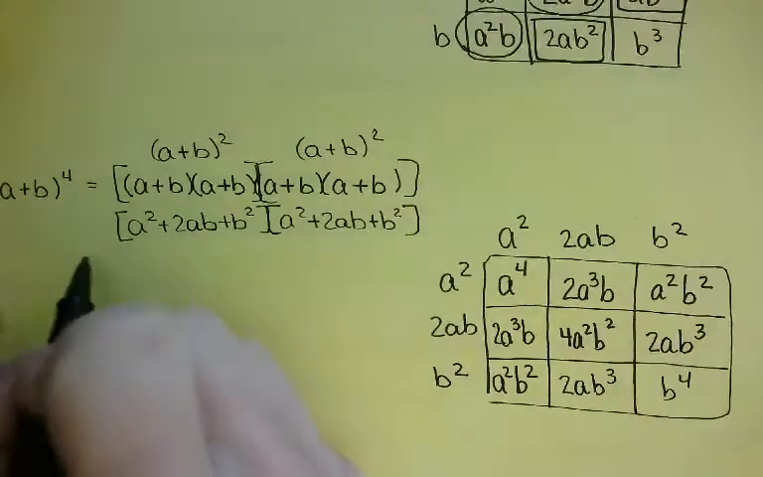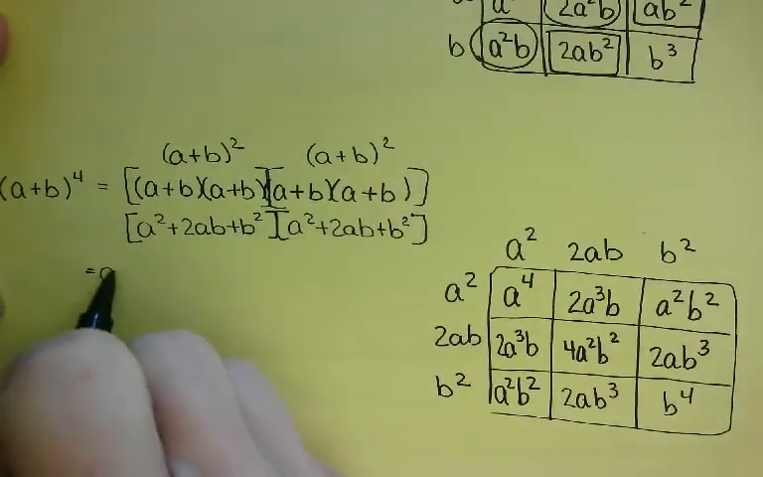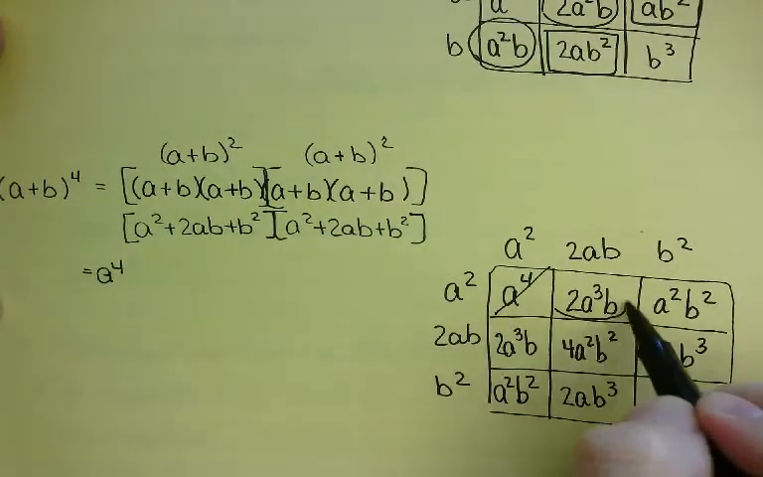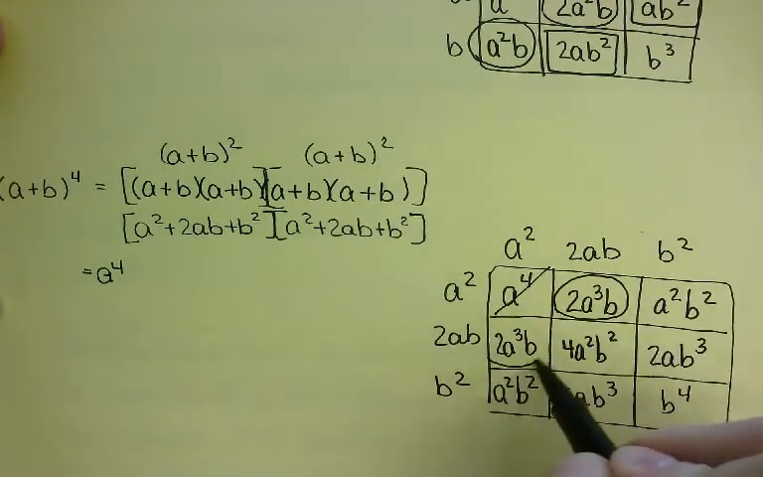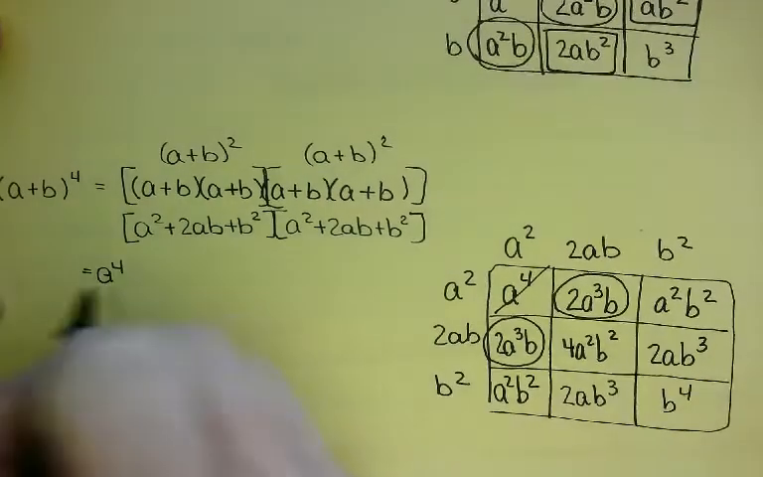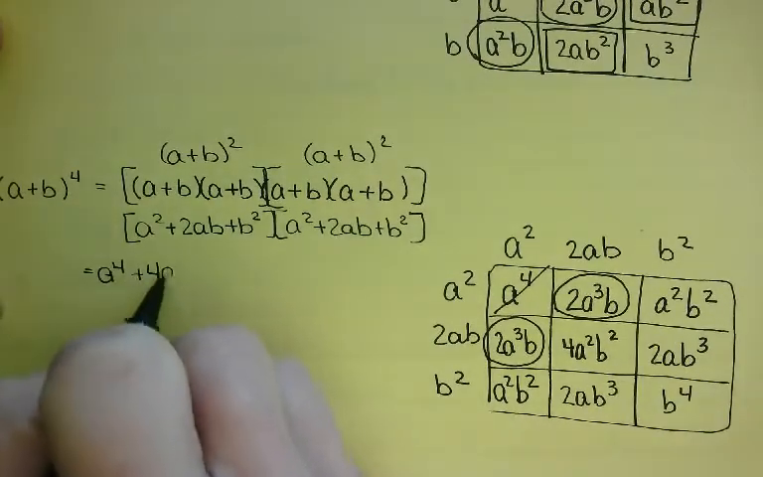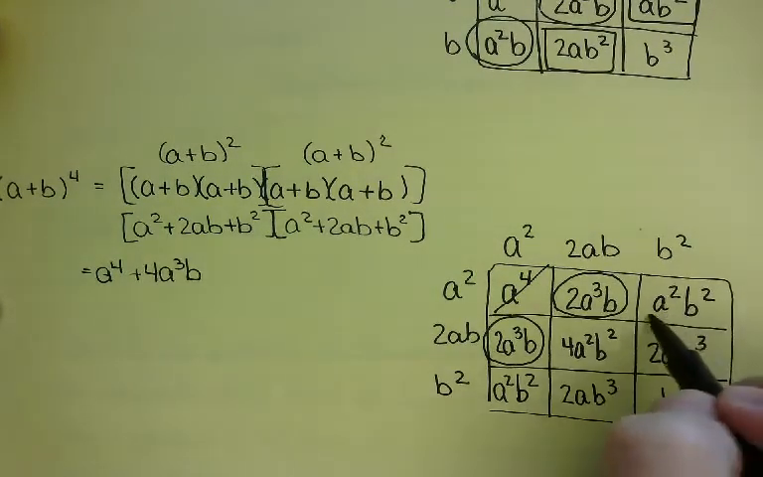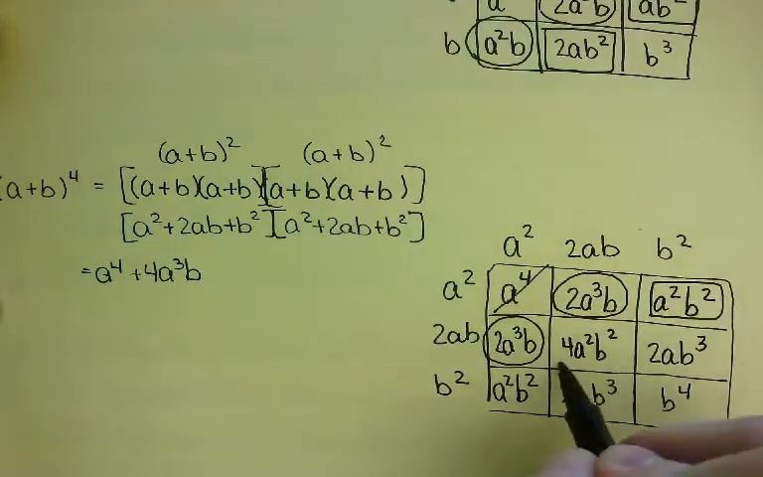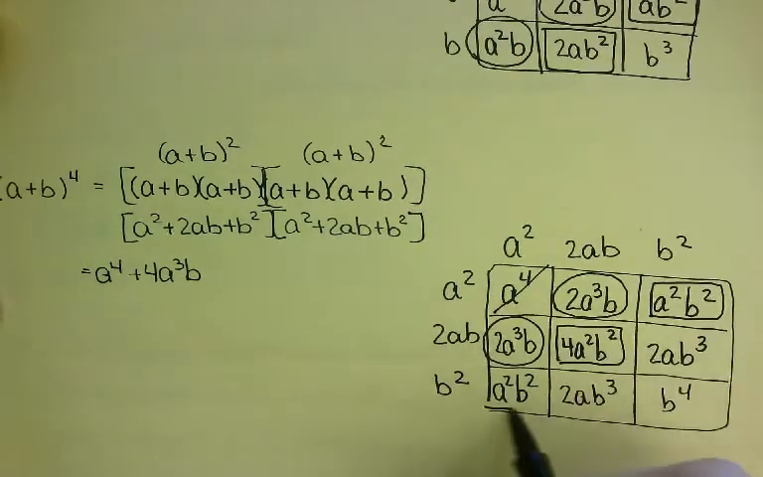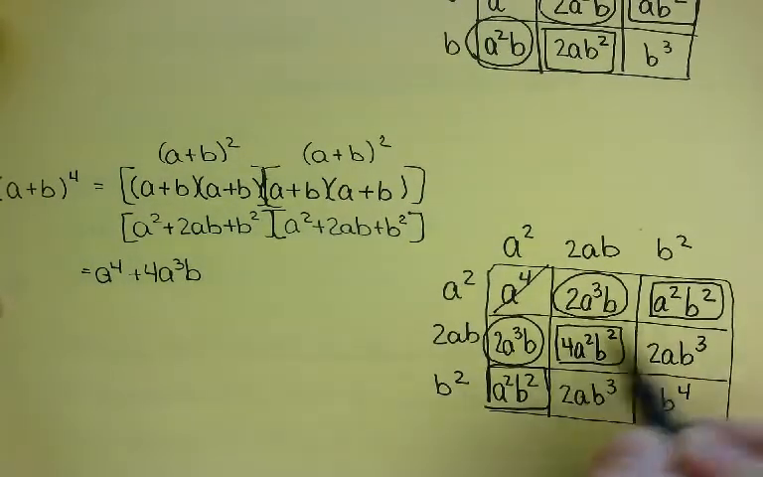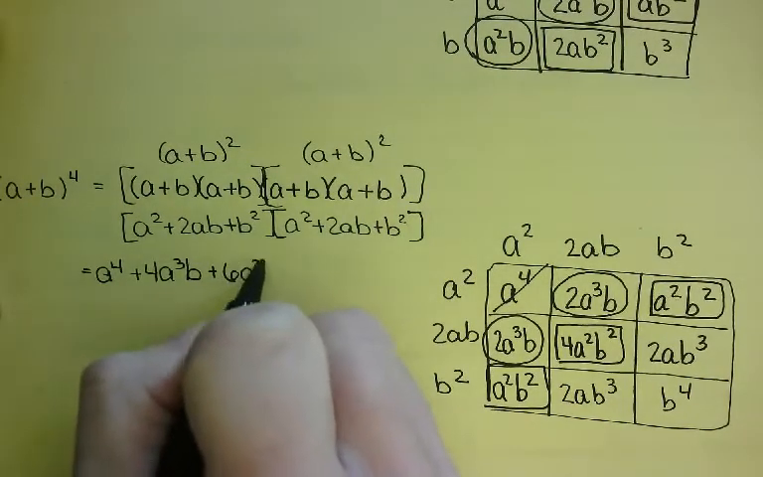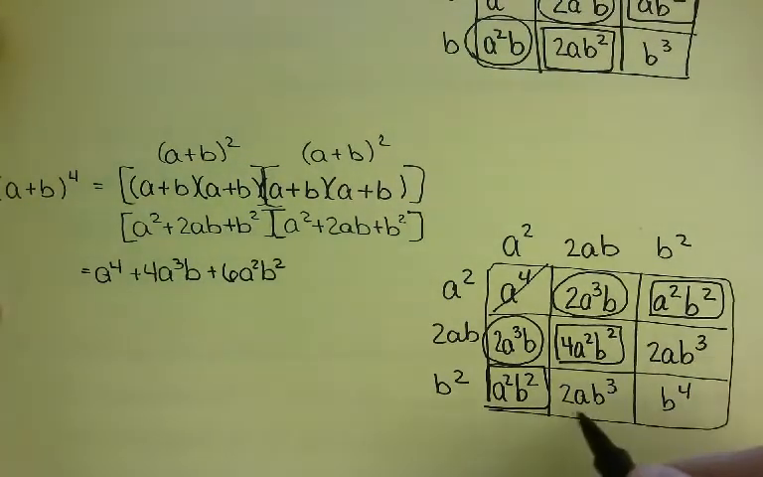So let's clean this one up. This one gives me an a to the fourth. Then I'm going to look at my a cubed b's. There's another one. So I have 4 of the a cubed b's. Then I'm going to look at the a squared b squared, which are all on this main diagonal. So here's 1, there's 4, there's another one, so that gives me 6 of the a squared b squareds.